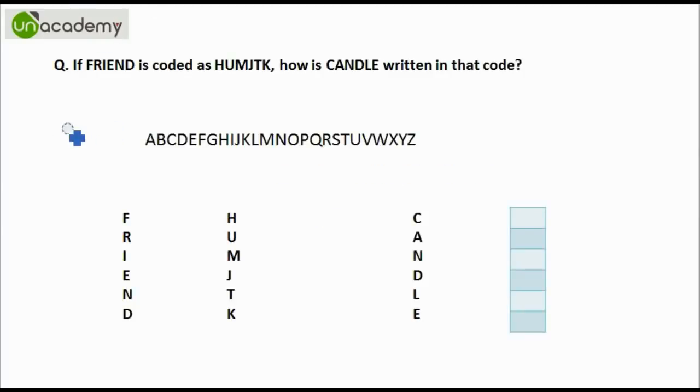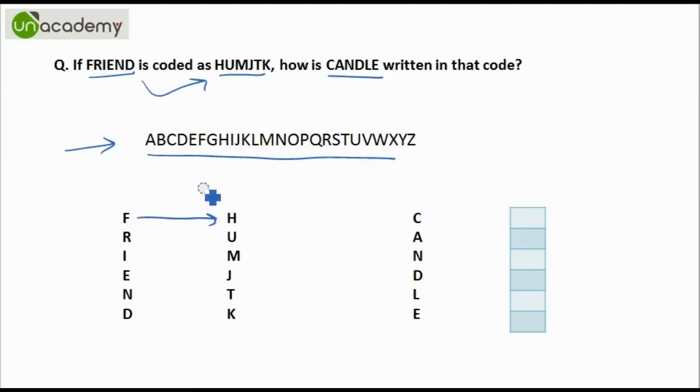The most general coding decoding problems are of this type. A word is coded as something and you have to code another word using the same logic as the given word. So for the reference we will first write down the English alphabet and then examine each letter of the given word and its code letter by letter.